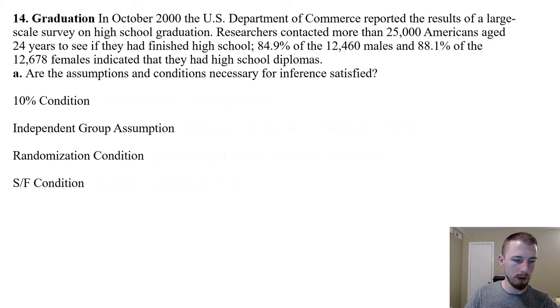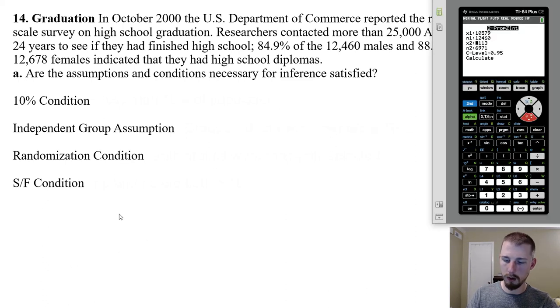88.1. And again, we want to round that. I'm going to round this one down. All right, they wanted a 95% confidence interval, I believe. All right, so there's our 95% confidence interval.